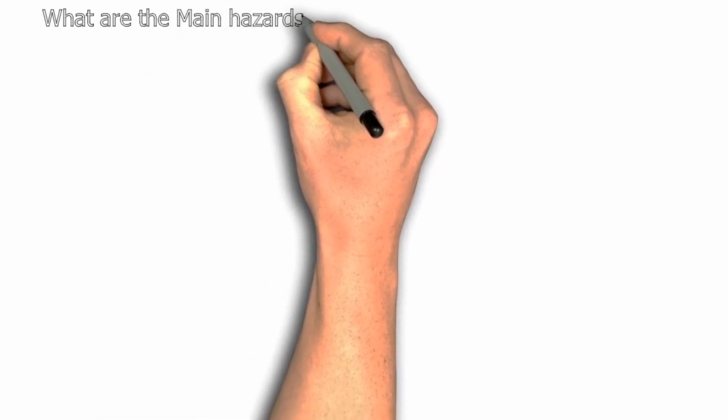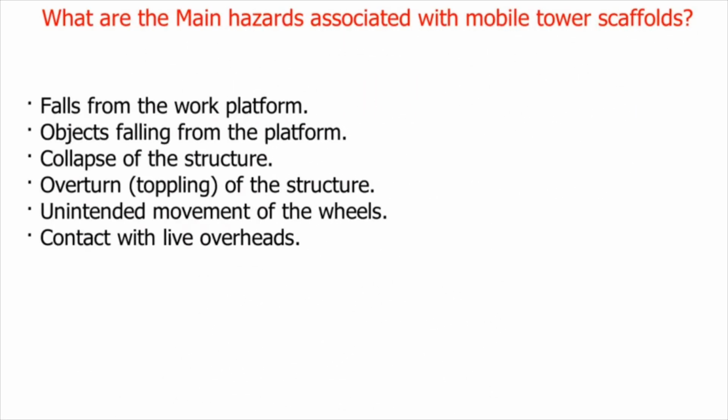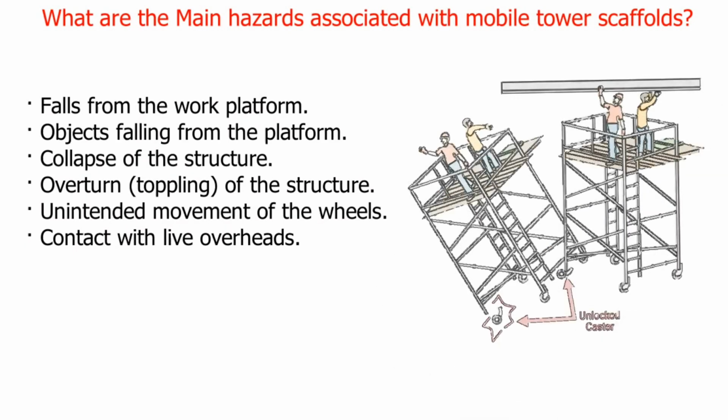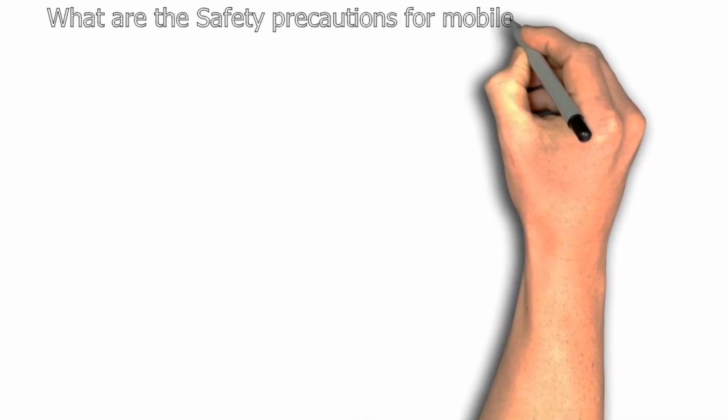What are the main hazards associated with mobile tower scaffolds? Falls from the work platform. Objects falling from the platform. Collapse of the structure. Overturn, toppling, of the structure. Unintended movement of the wheels. Contact with live overheads. What are the safety precautions for mobile tower scaffolds?